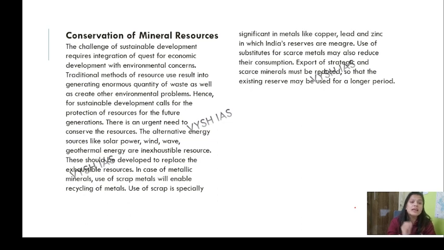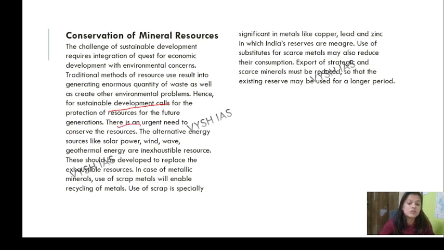So we know that the challenge is to use any resource in a sustainable manner. So we require the integration of the quest for economic development with environmental concerns. With the excavation and utilization of resources comes conservation. Traditional methods of using resources result in generating an enormous quantity of waste as well as creating other environmental problems. We human beings have left nothing for the future generation. Hence, sustainable development calls for protection of resources for future generations.